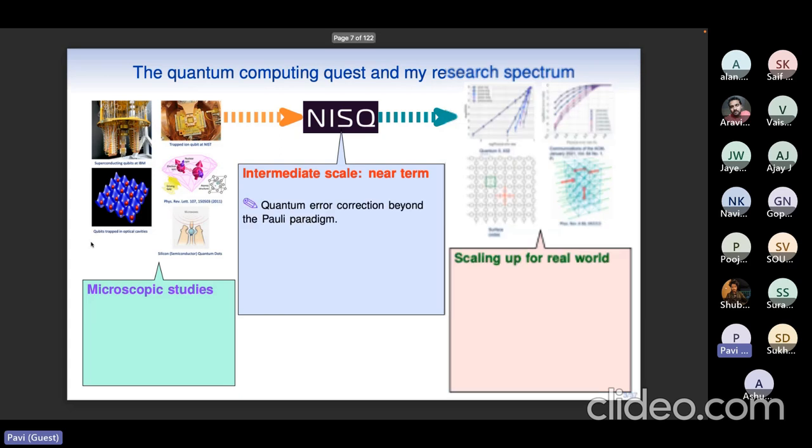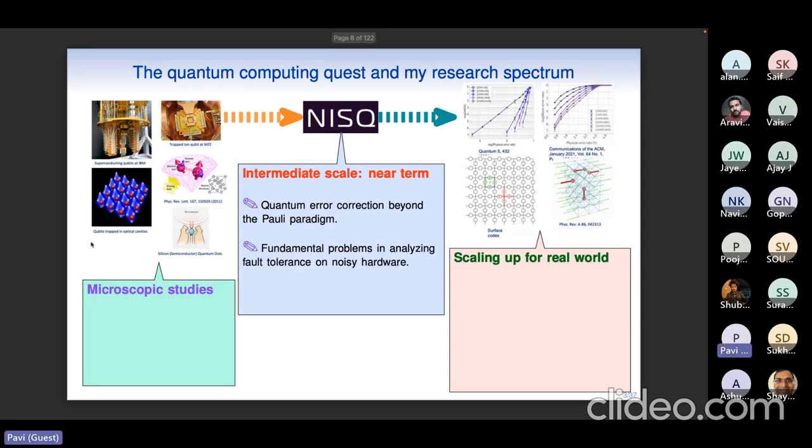Much of today's talk will actually lie in the intermediate regime, which interestingly comes at the interface of theory and experiments. In particular, I will tell you today about what happens to quantum error correction as a theory when we look at it at the microscopic level. So when we go away from the pen and paper models of errors and we actually look at realistic hardware.